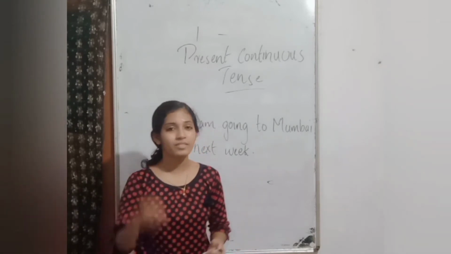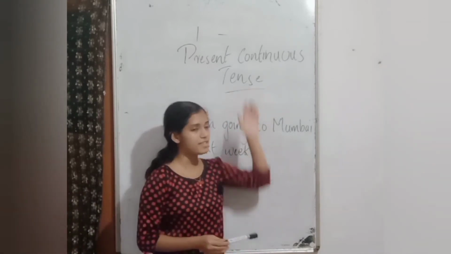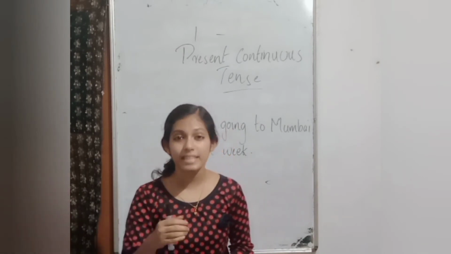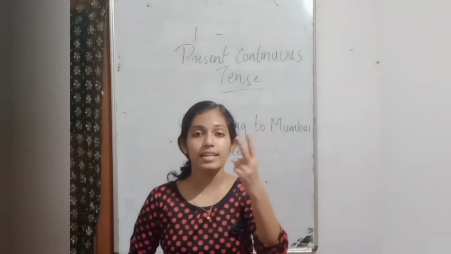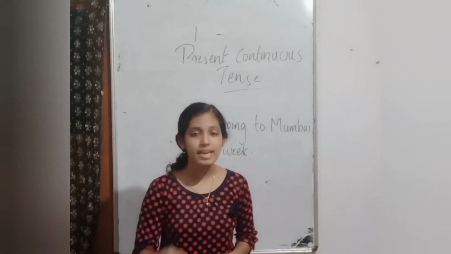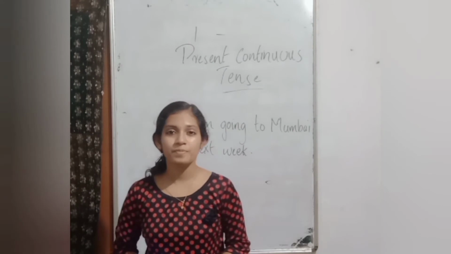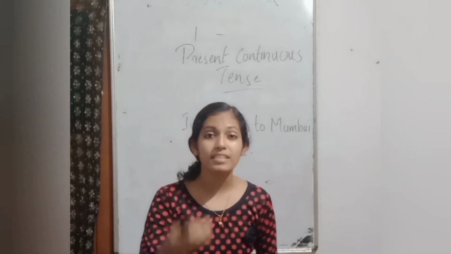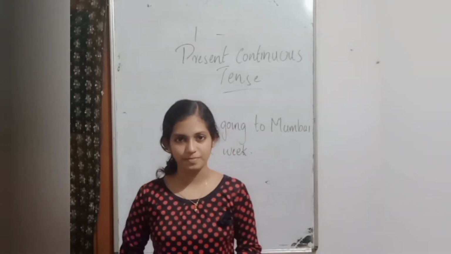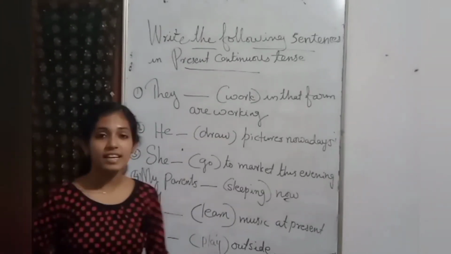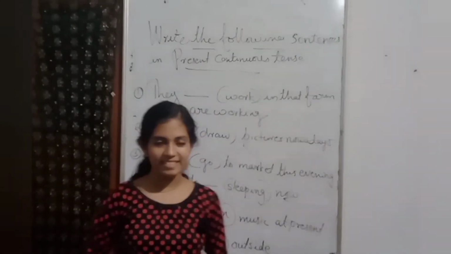Have you understood the three main uses of present continuous tense? Continuous tense is used to show actions which are going on at the time of speaking. Second, it is used to show temporary actions. And the third and the last, it is used to show actions which are going to happen in the nearest future. Now, look at these sentences. Write the following sentences in present continuous tense.